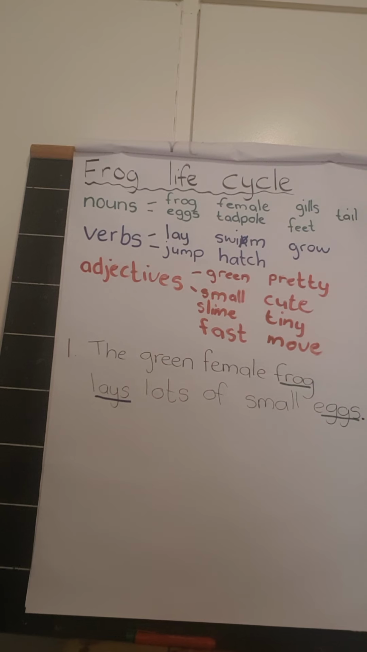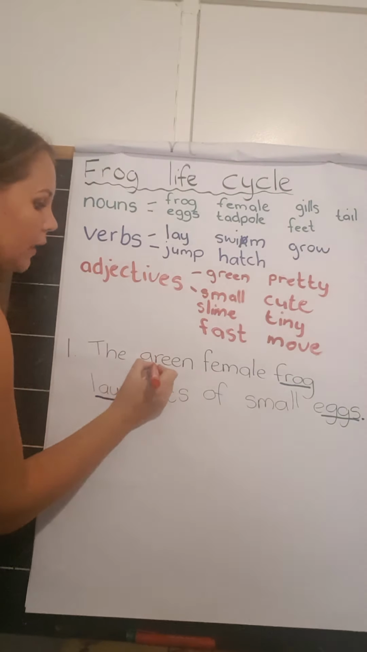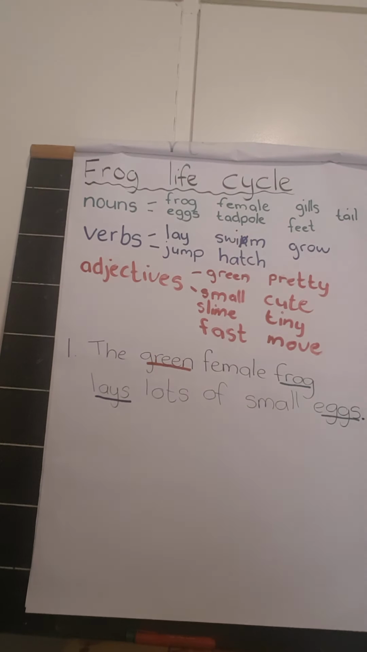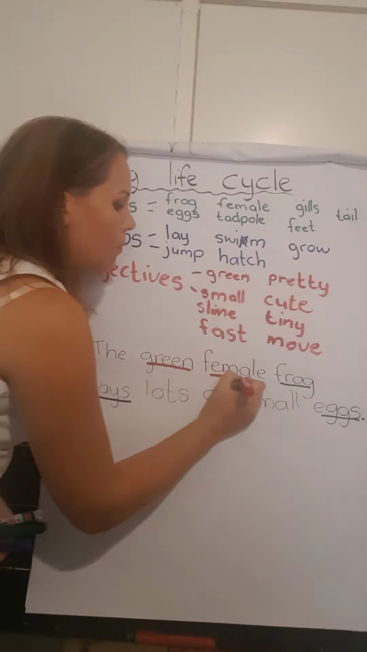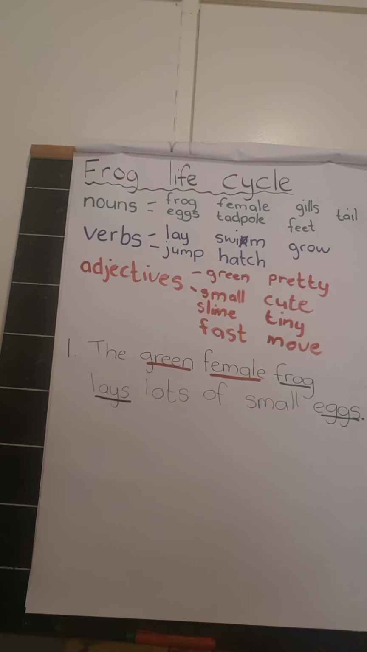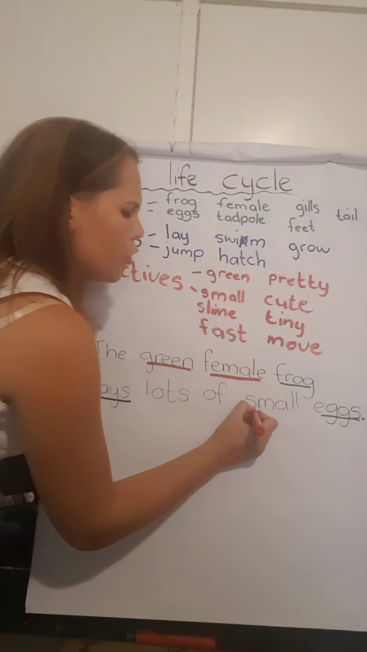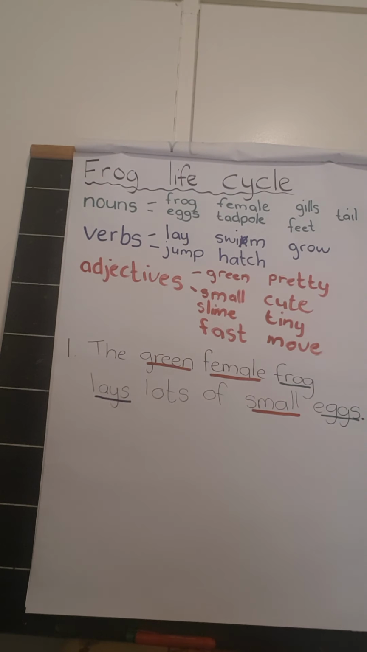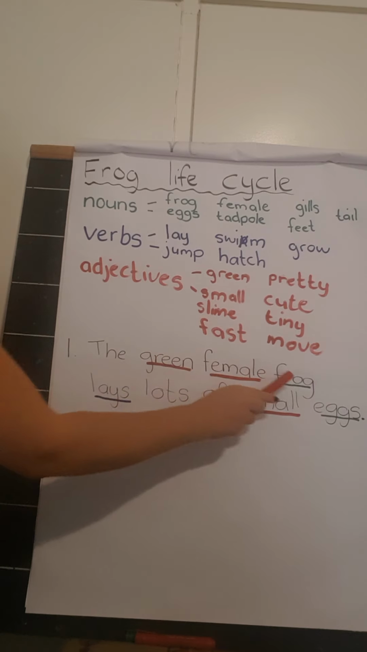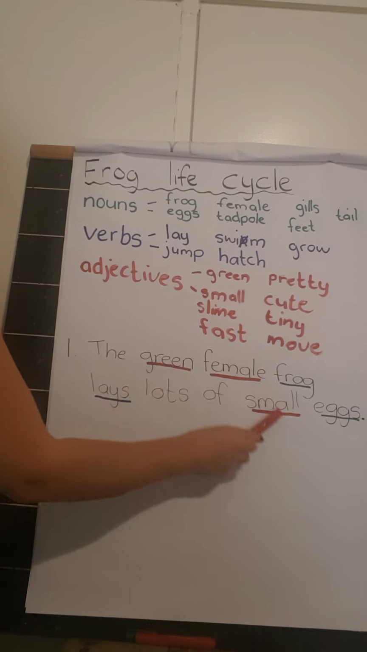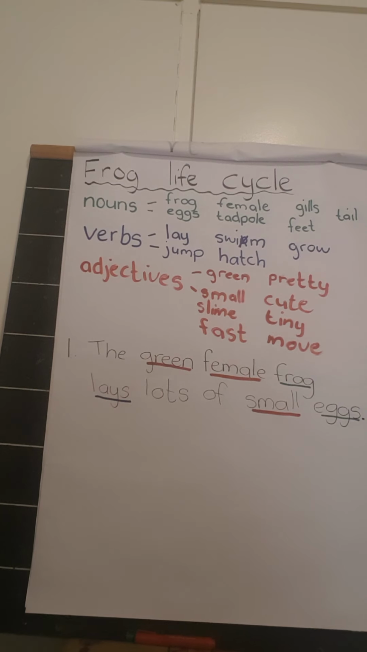And then the last one I need to find is adjectives. Adjectives are describing words. Now in this sentence, I used green because it tells me the color of the frog. I used female because it tells me if it's a boy or girl frog. And I used the word small because that describes how big or how small the eggs are. So I have used nouns, I have used adjectives, and I have used a verb. Let me write a second sentence.